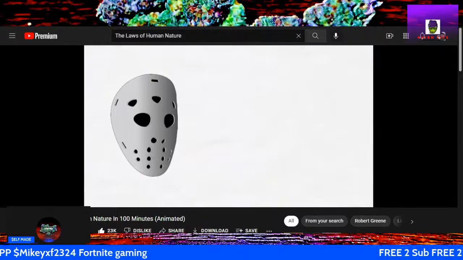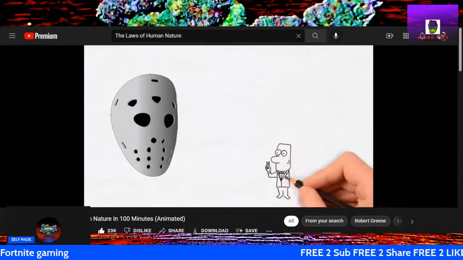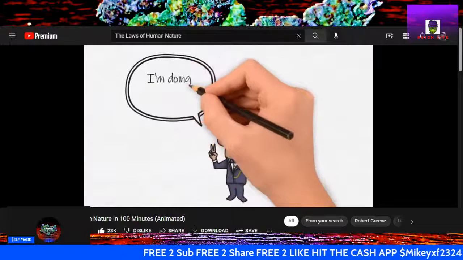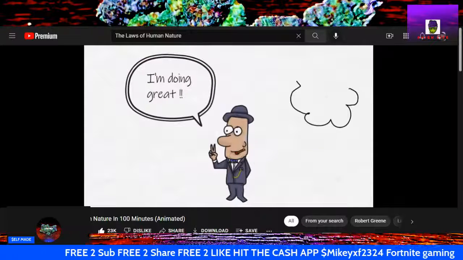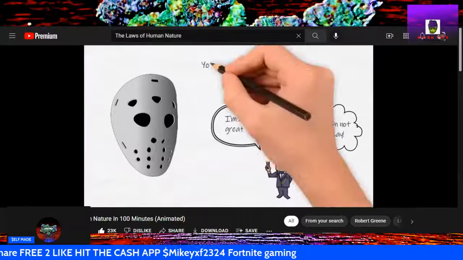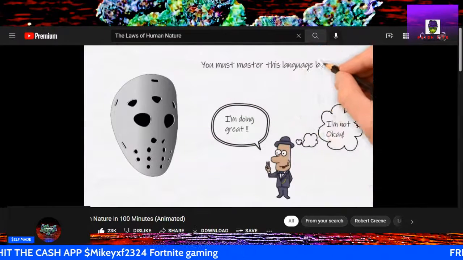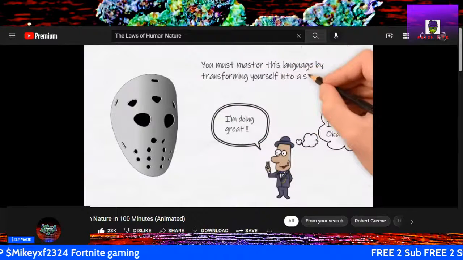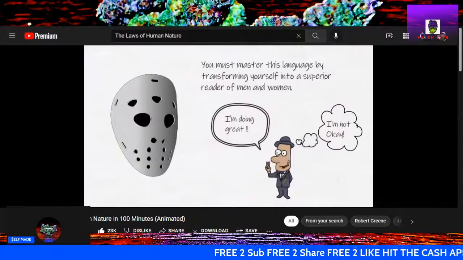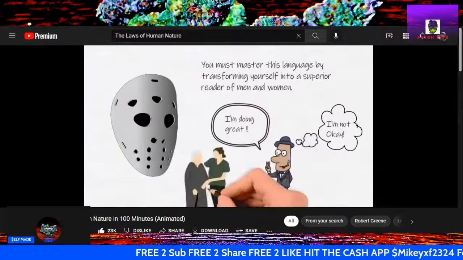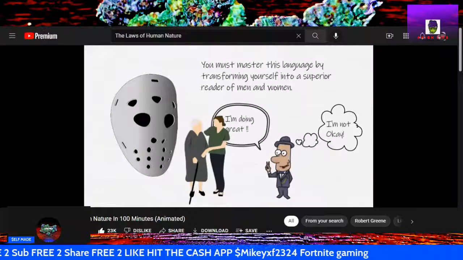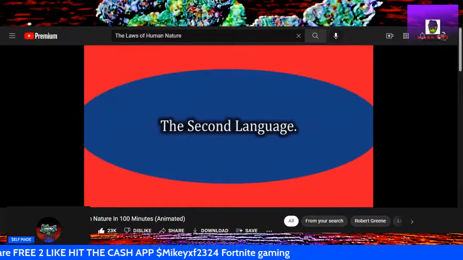Fortunately, the mask has cracks in it. People continually leak out their true feelings and unconscious desires in the nonverbal cues that they cannot completely control. For example, their facial expressions and tension in the body. You must master this language by transforming yourself into a superior reader of men and women. Armed with this knowledge, you can take proper defensive measures when necessary. And most importantly, you can effectively help and take care of the people you love.